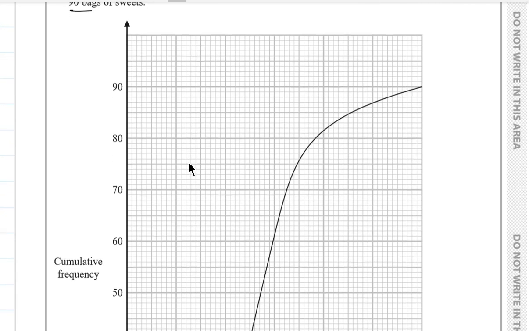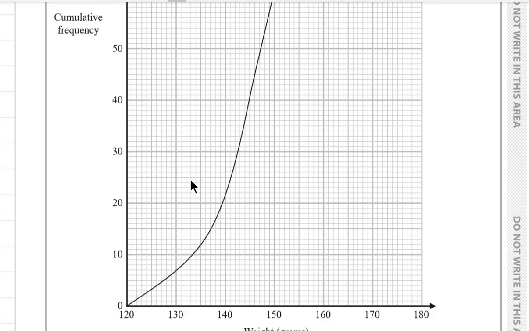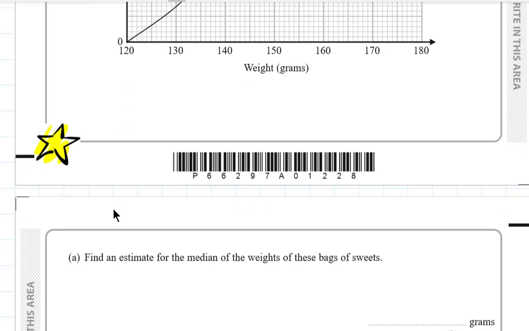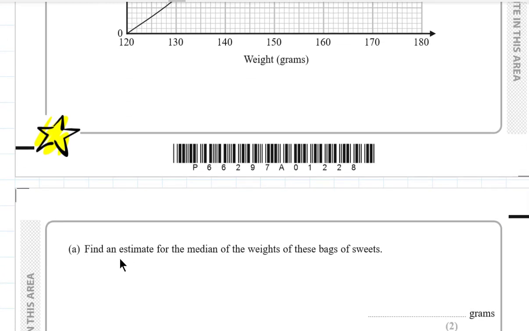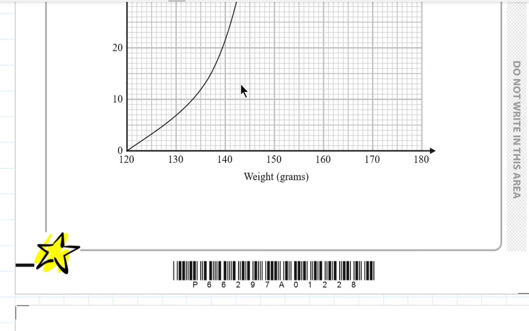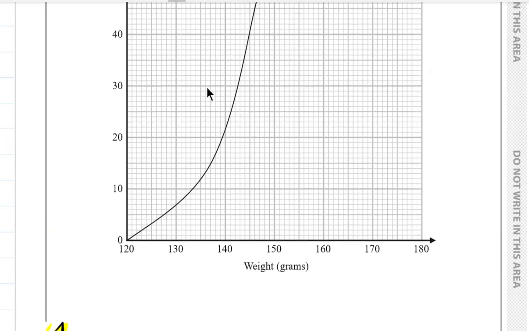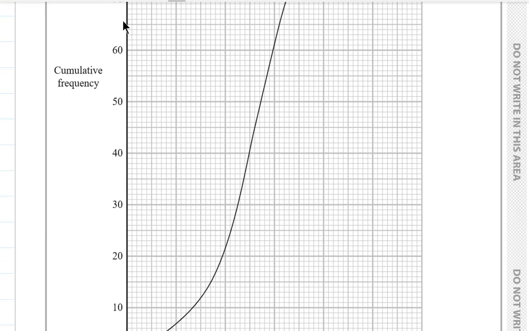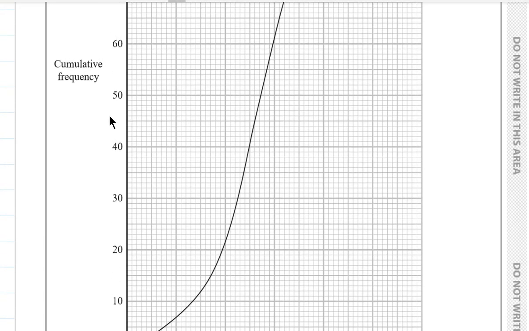Question 11. The cumulative frequency graph gives information about the weights in grams of 90 bags of sweets. This is the cumulative curve, already given. Part (a): find an estimate for the median of the weights of these bags of sweets. The median corresponds to 45, since we have 90 bags.